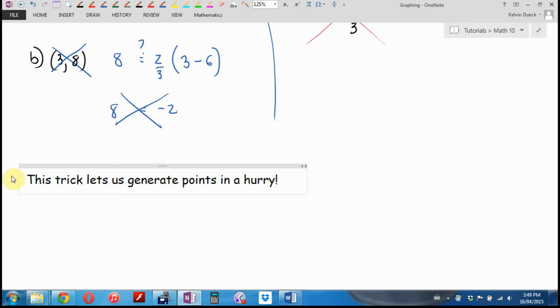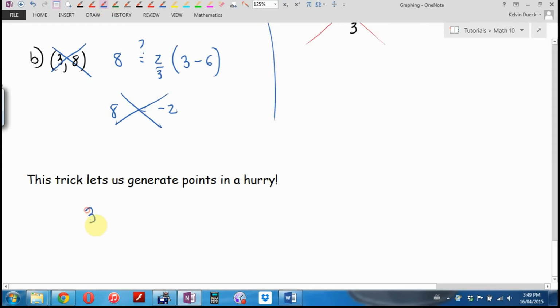Okay. This lets us generate points in a hurry. For example, if you gave me this equation here and you said graph it, I know that works. Now, how did I do it that fast? Put a 4 in for the x. What is 3 times 4? And I want this whole thing to work out to 12, so what did this better work out to?